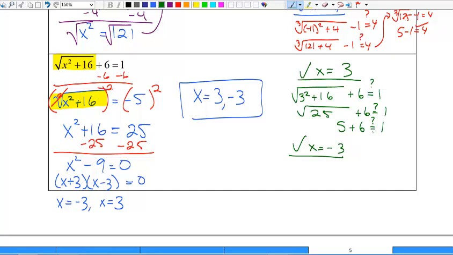5 plus 6, is that 1? No. 5 plus 6 is 11. But it's only really off by a negative. If this 5 was negative, then it would have worked. And that usually is how it happens. It's only really off by a sign somewhere. But no, this doesn't work. So I have to eliminate that.